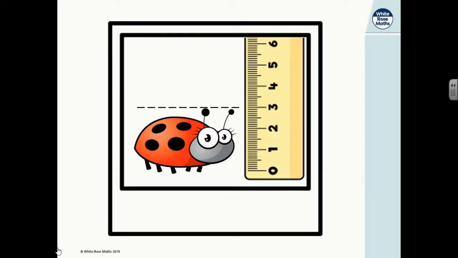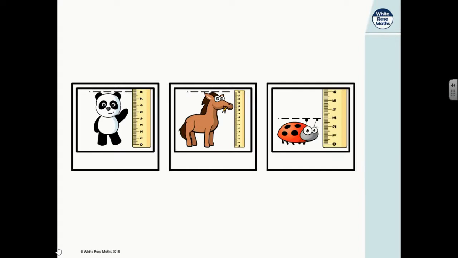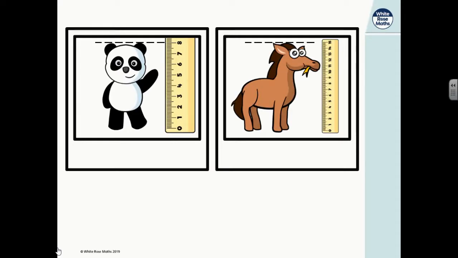Let's have a look at all 3 side by side. Panda, horse, and ladybird. I think we can discount the ladybird. She's definitely not tall enough to reach up for the porridge. Let's look at the panda and the horse side by side. Look closely at the photos. What do you notice?